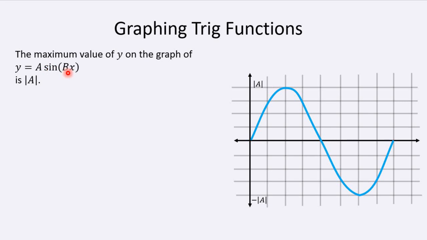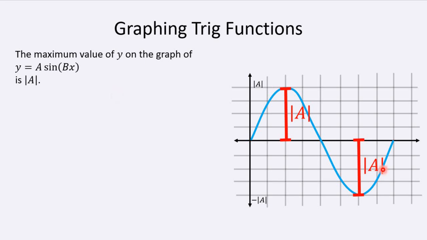So now, not only is there this b being multiplied by x, but there's also a as a coefficient of the sine function itself. The maximum value of y for the graph of y equals a times the sine of bx is the absolute value of a. So this graph will only go as high up as the absolute value of a, and the lowest point on the graph will be the opposite of the absolute value of a. So the amplitude is this maximum value.